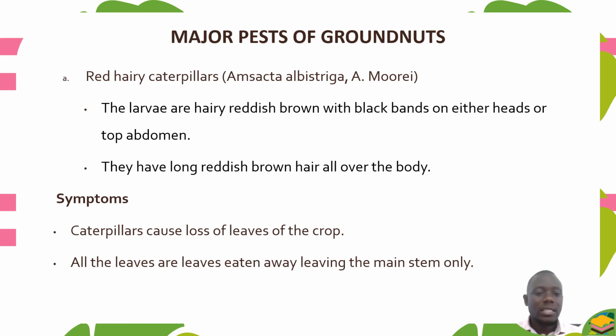So what are some of the symptoms? How do you know that the groundnuts have been attacked by red hairy caterpillars? The first symptom is that these caterpillars cause loss of leaves of the crops. All the leaves are eaten away, leaving the main stem only. They eat all the leaves, and what remains is the stems only.